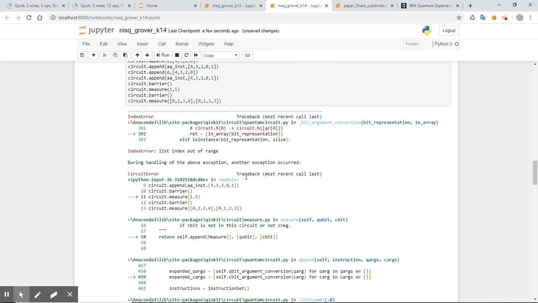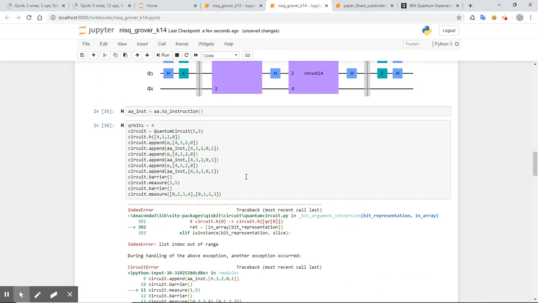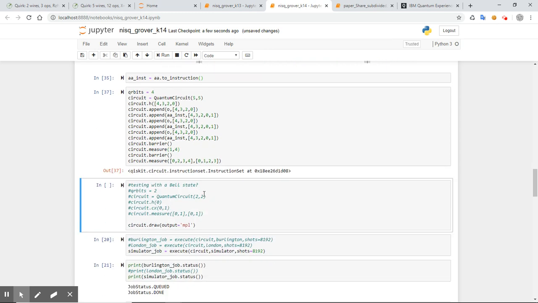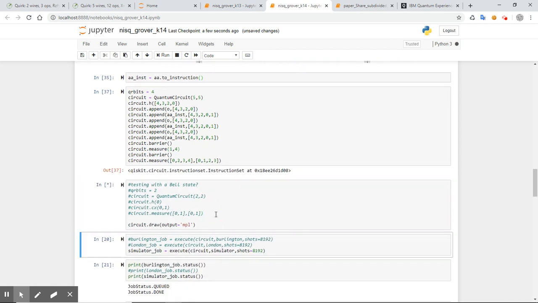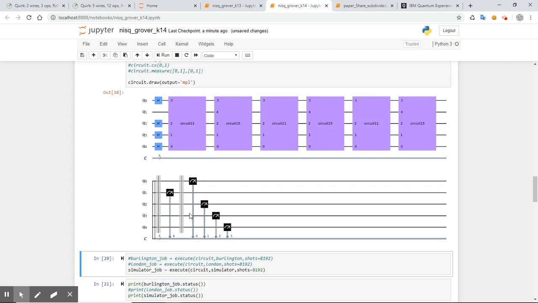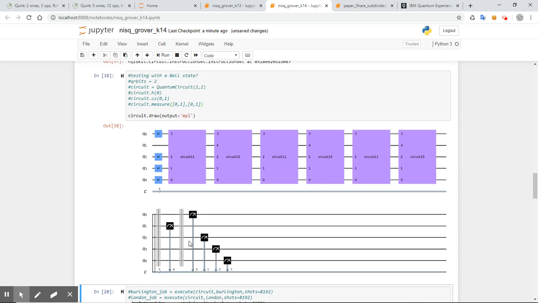What's going on now? Measure 1, 5. During handling the listing is out of range. Oh, sorry, 4. Now draw the circuit. Okay, so now we've measured these first, and now things should be messed up, I think.